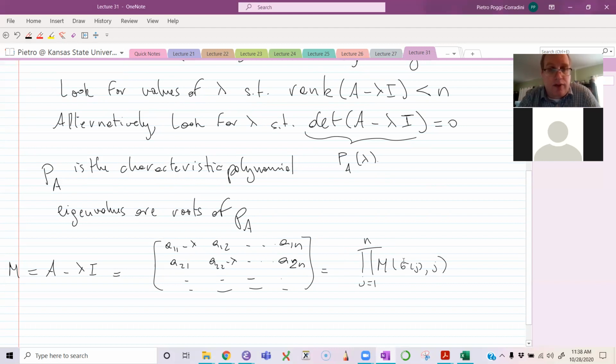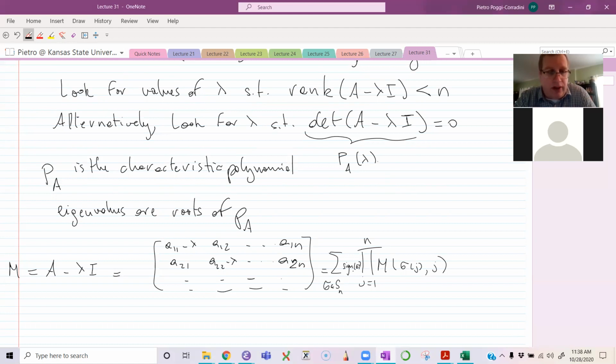But for every column j, you pick a row, but you are not allowed to repeat, right? And so sigma needs to be a permutation. And so you have to sum over the set of all permutations on n objects. And then permutations have a sign, and you need to also multiply by the sign of the permutation. So that's the general formula for determinants.